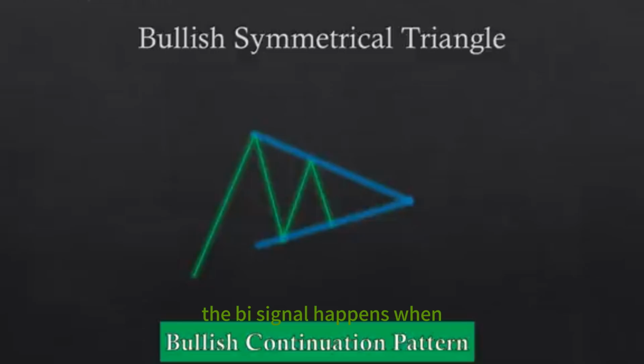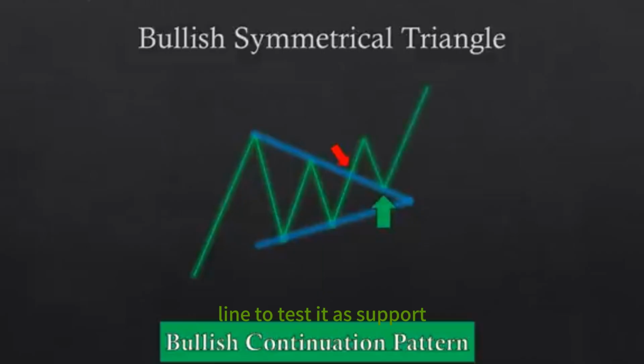The buy signal happens when price breaks out of the triangle to the upside. It retraces back to the upper line to test it as support. Logical stop is below the lowest low in the triangle, or below a confirmed demand zone, and the take profit is at least 3 times as large as the stop.